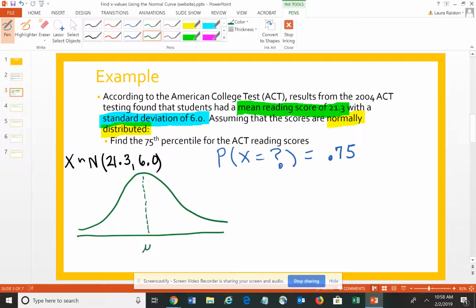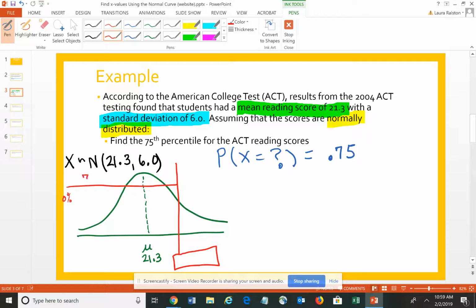We know that our mean is 21.3. Now, the idea of the 75th percentile means that 75% of the ACT scores fall below the value we're looking for. Remember on this normal distribution that we start out at the left at 0%, and we go all the way up to 100%. The mean is in the middle, so that would be the 50% mark. So 75% is going to be somewhere here on the left, and I don't know what value that is.